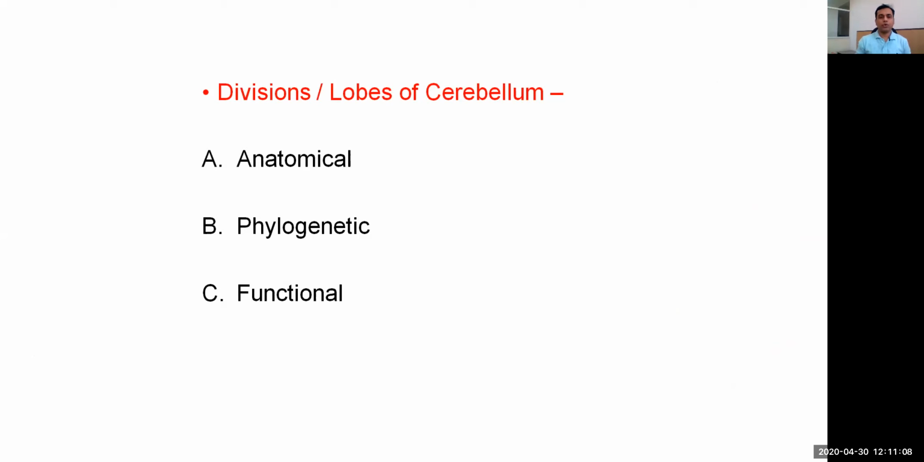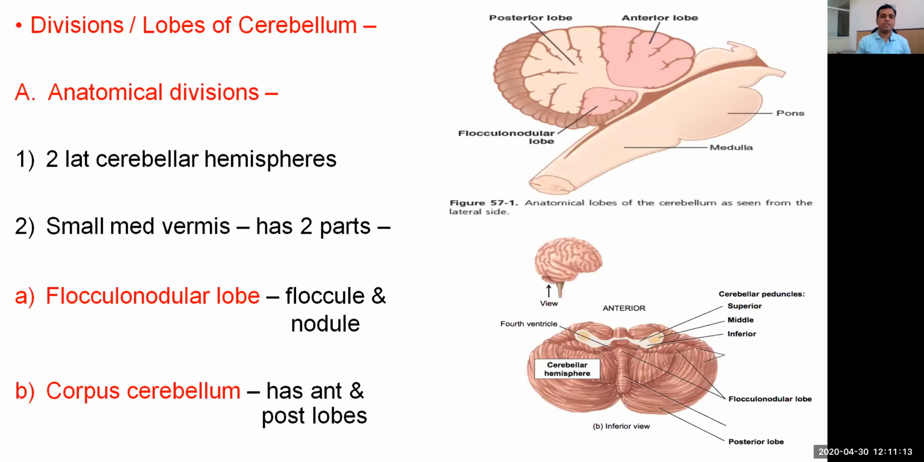There are three divisions of the cerebellum: anatomical, phylogenetic, and functional. Let us see one by one. Anatomical divisions. It has two parts: two lateral cerebellar hemispheres, which we can see here in the diagram, laterally placed, and a small medial vermis, which has got two parts: the flocculonodular lobe, this is the flocculonodular lobe, and the corpus cerebelli, which has got an anterior part and a posterior part. So this is the flocculonodular lobe and this is the corpus.